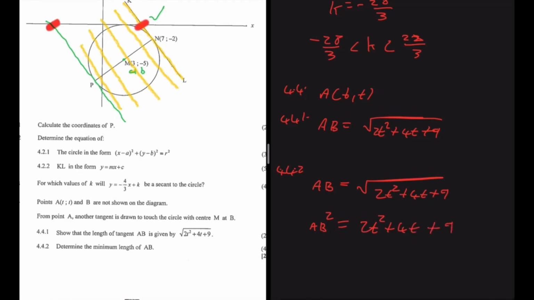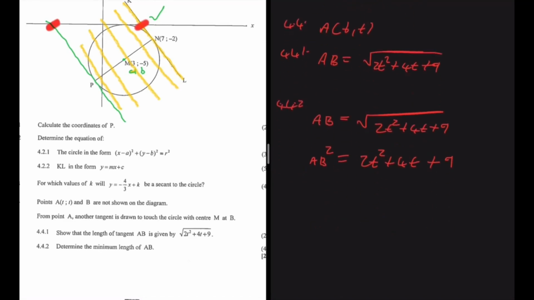Since we're looking for the minimum length, I can differentiate this and equate to 0, right? Because let me show you something. This graph is going to be concave up, right? If it's concave up, then here at the turning point, we're going to have the minimum value, right? So we can differentiate this and equate to 0 and then find the value of t at which we are going to have the minimum value, right?